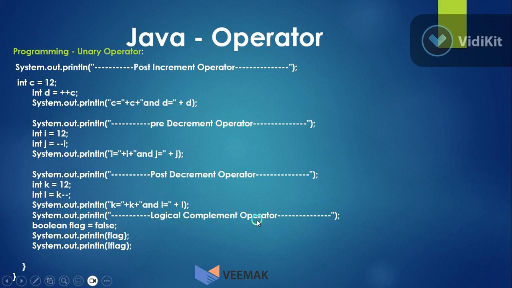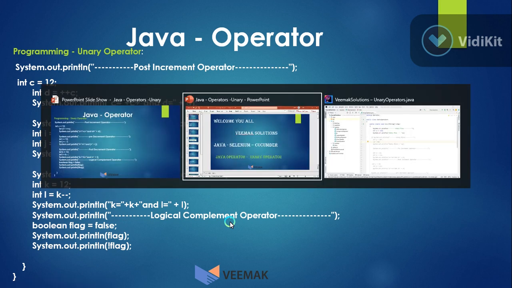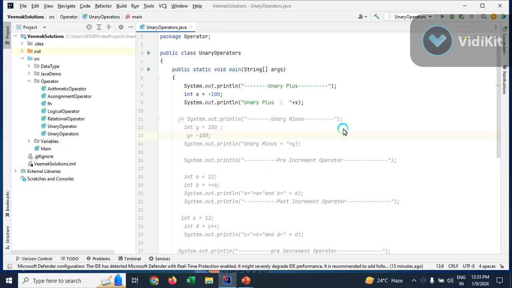Then the logical complement operator. Boolean flag equal to false. If I print flag, it prints false. Not flag, it will print true. It reverses the value. The complement operator is used to reverse the Boolean value. Let us jump into the program in IntelliJ to see the output of this program.